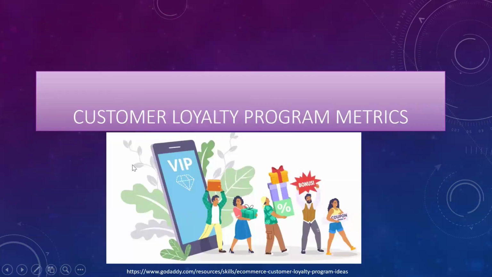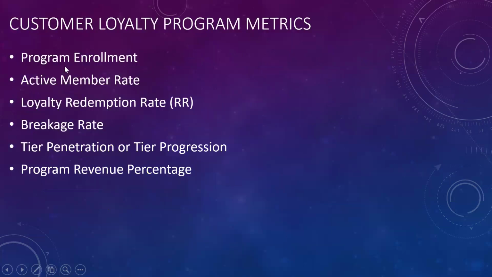Then the third set of metrics includes customer loyalty program metrics. These include the following metrics: program enrollment, active member rate, loyalty redemption rate or LRR, breakage rate, tier penetration or tier progression, and program revenue percentage.